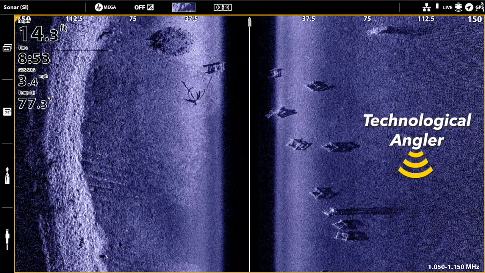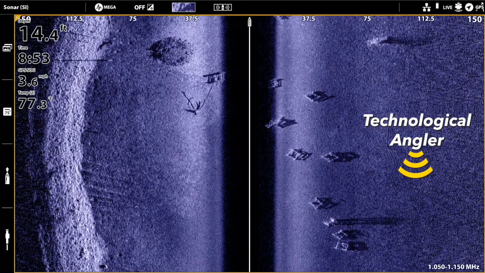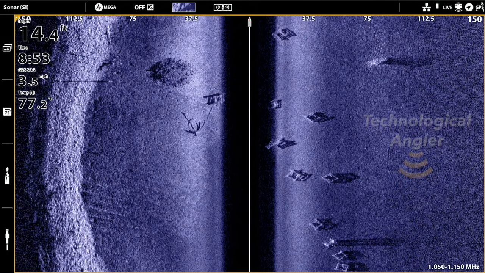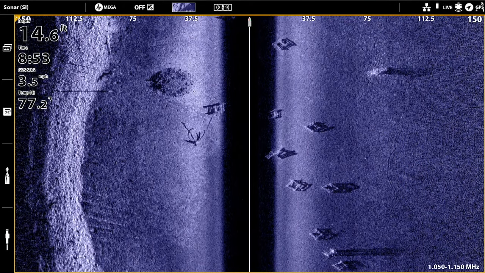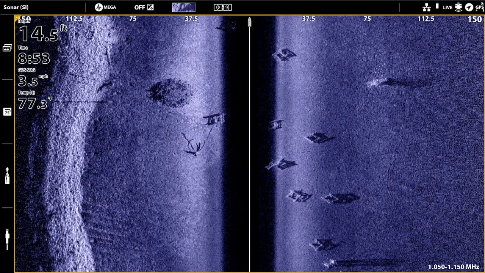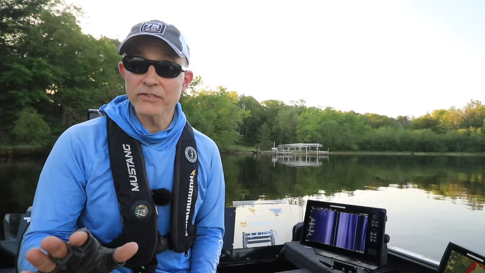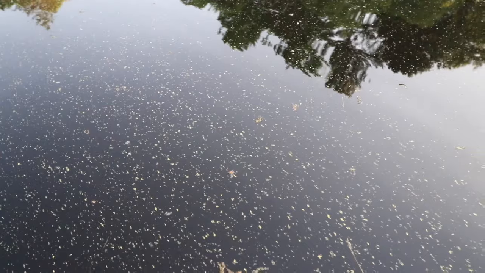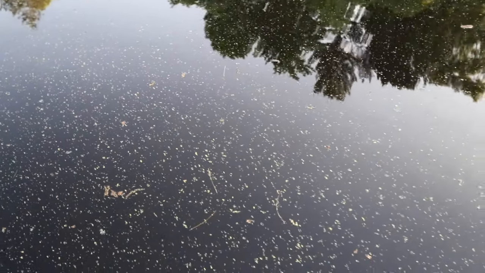There's little doubt that Hummingbird's mega side imaging frequency range, centered around 1.2 megahertz, provides the clearest, sharpest, most detailed side images available. But sometimes it can pay big dividends to step down to that original side imaging frequency range, centered around 455 kilohertz. One of those times is when there's a lot of tiny particles in the water.